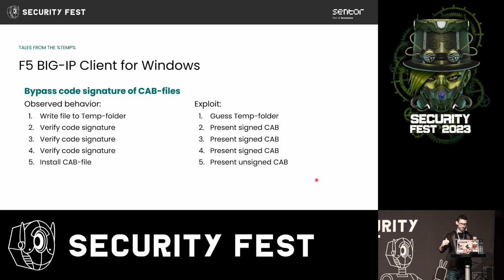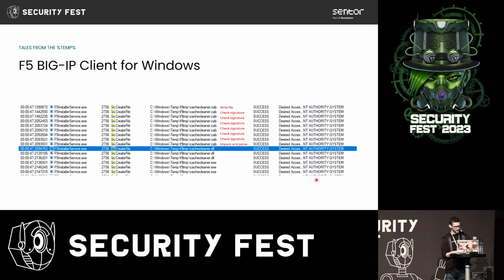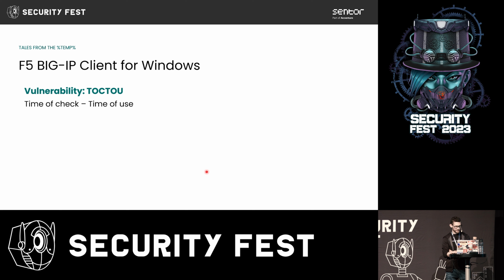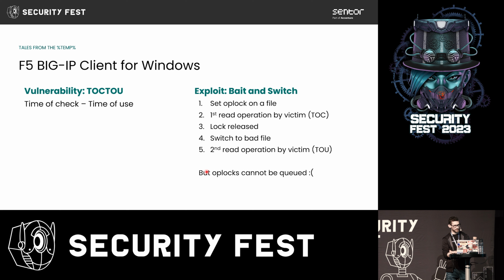We wanted to switcheroo in the unsigned cab at the last step. And this is, once again, Process Monitor showing that the service writes the file, and then it checks the signature a few times, and then on the last step, it parses the cab file contents and extracts it. And this is actually a time-of-check, time-of-use vulnerability, a timing vulnerability that you can exploit using oplocks. You set an oplock on a file. In this case, you have two separate read operations that are not within a transaction.